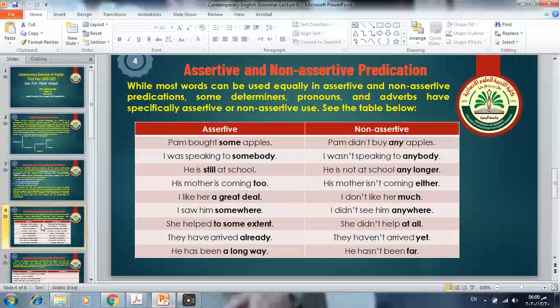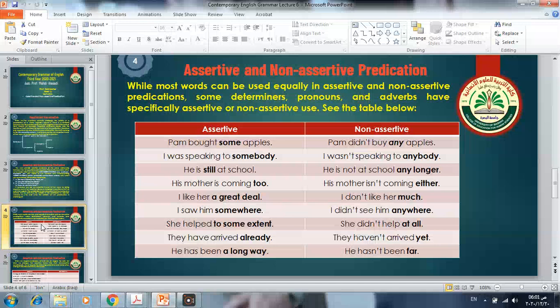Okay, another example. I was speaking to somebody. As you see, somebody is an assertive form, and it is used in this positive declarative sentence. I wasn't speaking to anybody. So I cannot say I wasn't speaking to somebody, because somebody is only used in assertive sentences. So if I want to negate this sentence, I should provide a non-assertive item to replace the assertive one that is used in the positive declarative statement. So I should say I wasn't speaking to anybody.